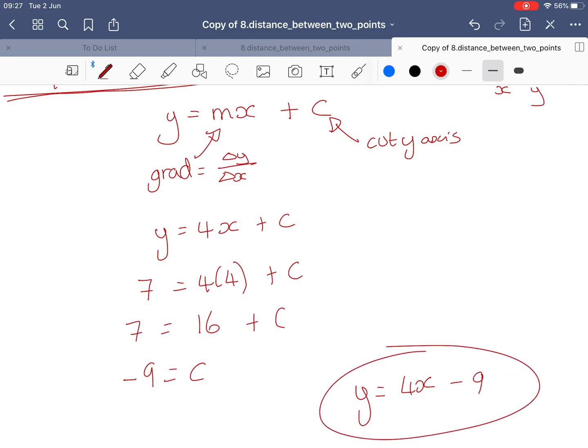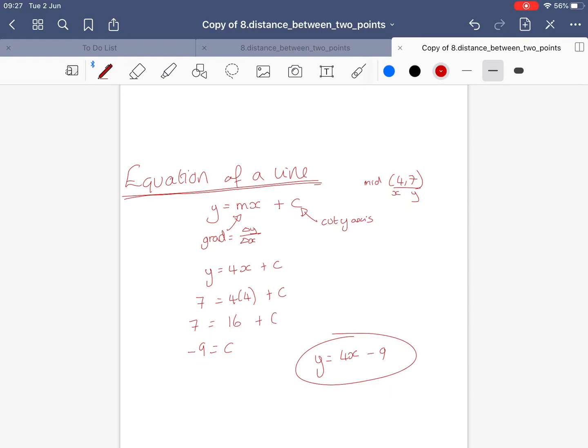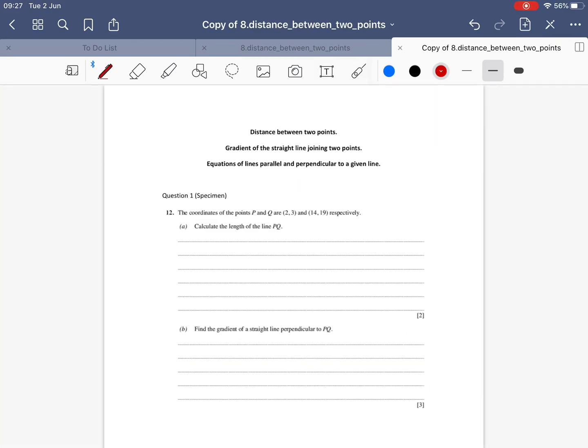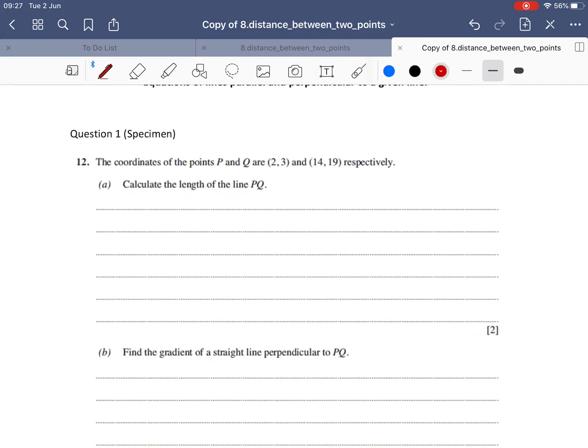Okay, so I've run over a few things there. I'm going to go through 2 examples, so 2 exam questions, and the rest of them you should be able to do by yourself then. So I'm going to do question 1 and 2 with you, okay? So question 1 says, the coordinates of the points P and Q are 2, 3 and 14, 19 respectively. Calculate the length of the line PQ. So this is exactly the same as the first step, the distance between 2 points.